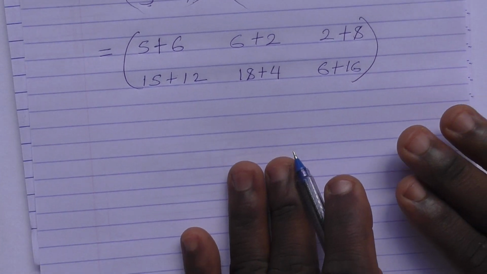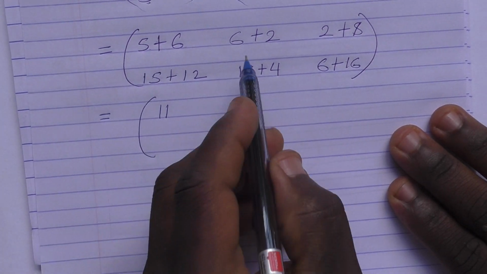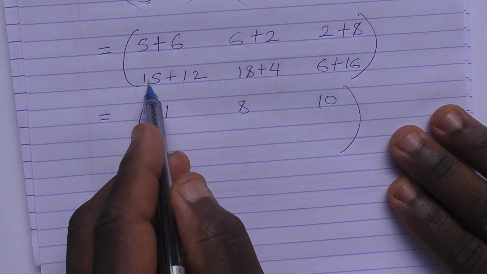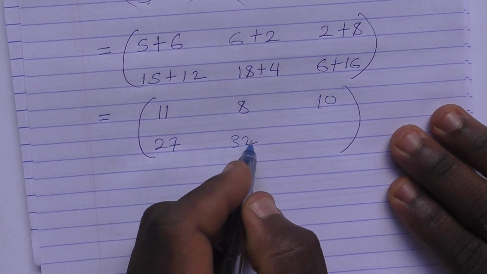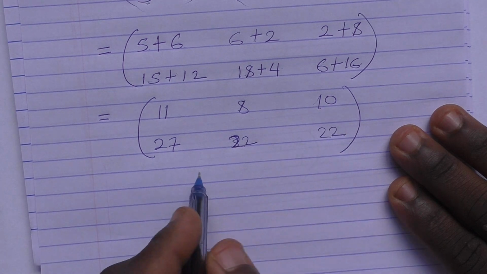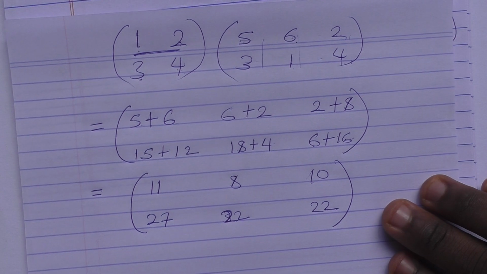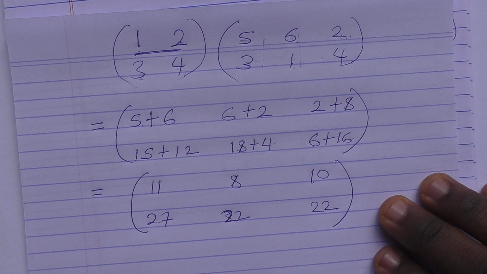And now we are going to just add and get the final answer. So that is 11, this is 8, this is 10. Down we shall have 27, this is 22, and lastly also 22. So that is how we multiply matrices. Otherwise, we are still looking at more examples in matrix multiplication.